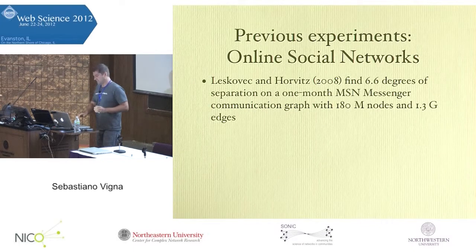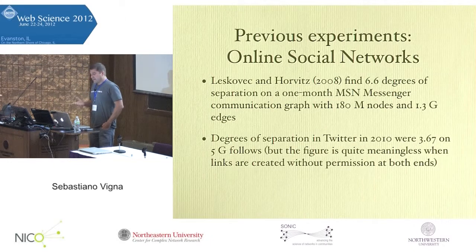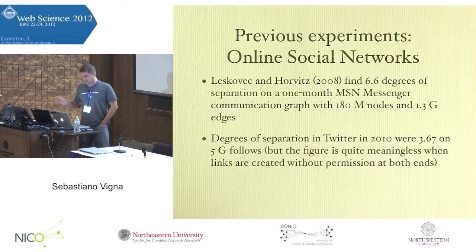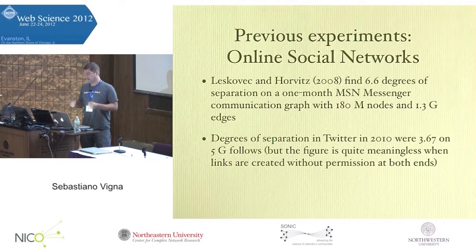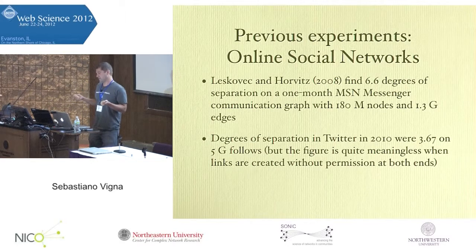And they get 6.6. It is known from various sources with various variations that Twitter has an incredibly small number of degrees of separation, but there are 2 problems here. The first one is that the network is highly disconnected. So there are a lot of pairs that are not connected at all.